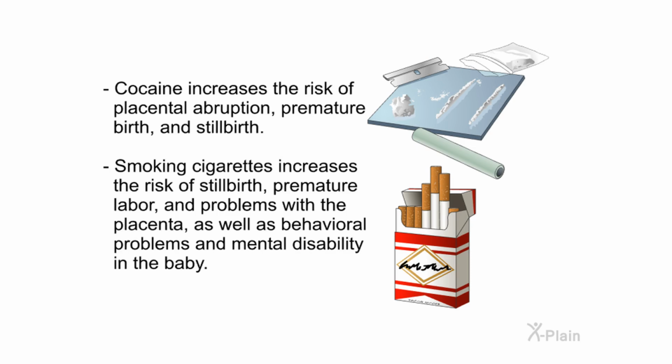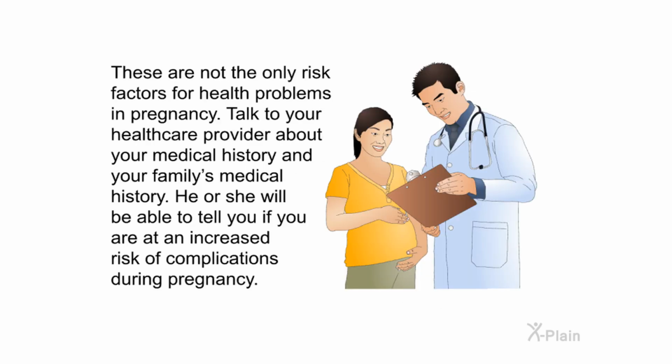Cocaine increases the risk of placental abruption, premature birth, and stillbirth. Smoking cigarettes increases the risk of stillbirth, premature labor, and problems with the placenta, as well as behavioral problems and mental disability in the baby.